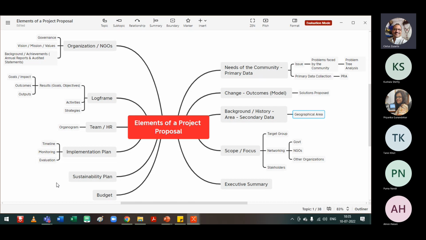Okay, so let us look at how we can go about this. Am I clear about these things? Yes, sir.